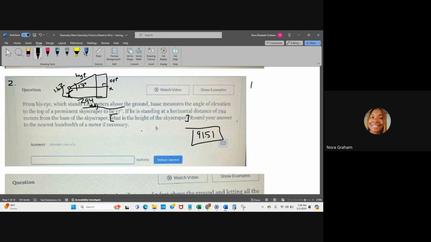Let me do it over here so it's clear. I'm not writing over words. So I have tan of the angle that's given to me, which is 17 degrees. And that's going to equal my opposite over adjacent, which is x over my 294. I multiply both sides by 294, so that will cancel out, and my variable is isolated. So then I have 294 times tan of 17.